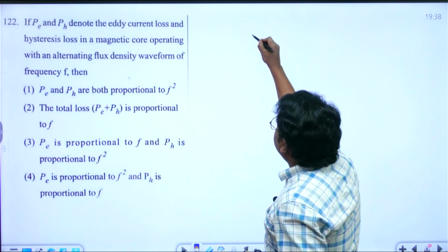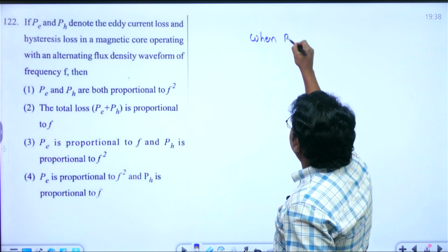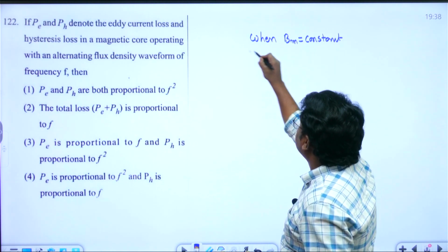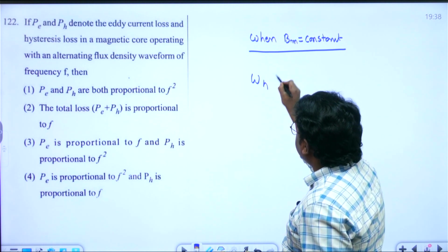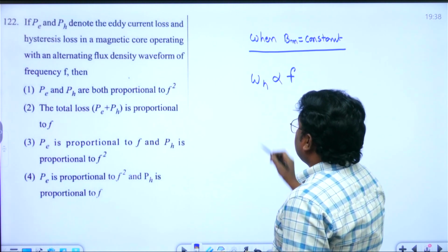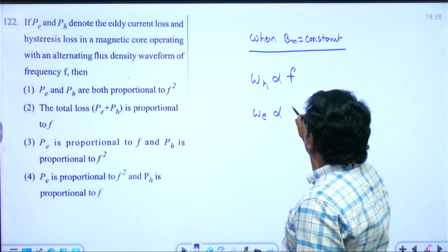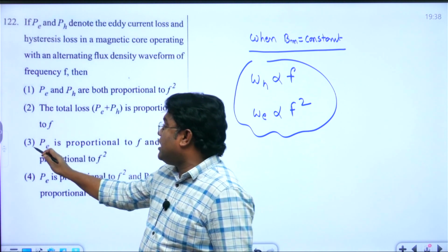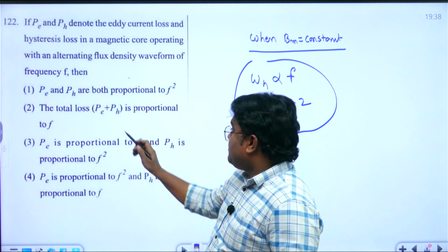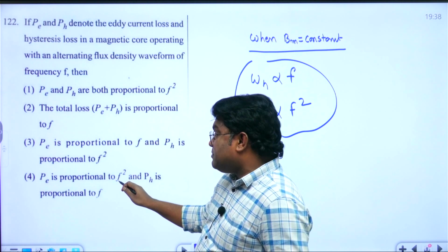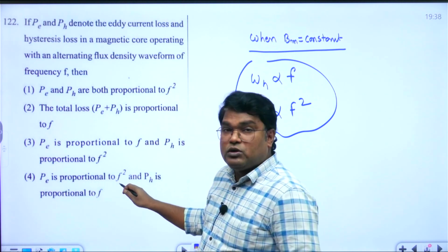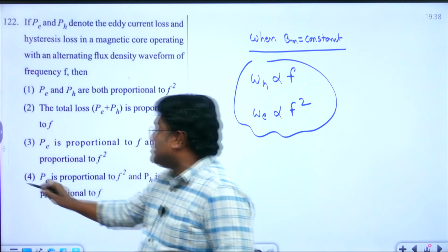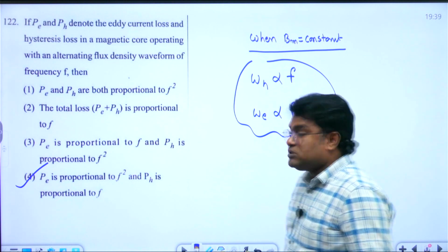When B maximum is constant, that is, when the maximum flux density of the transformer core is constant, the hysteresis loss is directly proportional to the frequency, whereas the eddy current loss is directly proportional to the square of the frequency. Now let's verify. Option 4: eddy current loss is directly proportional to the square of the frequency, and hysteresis loss is directly proportional to the frequency. So option 4 is the correct answer for this question.